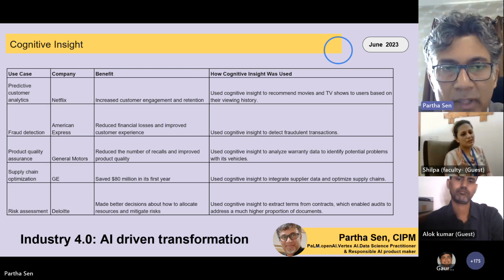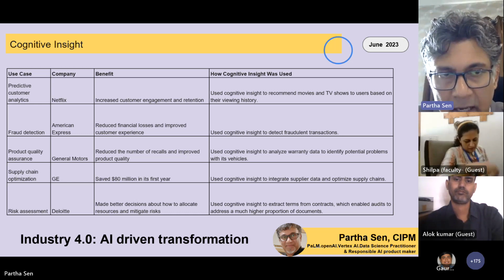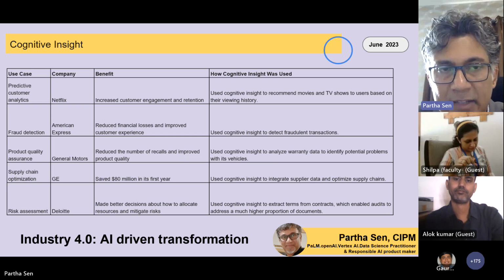Now I'm talking about that, what is cognitive insight here? For our case, I will be coming just after a few minutes. But before that, what are the use cases we can find for cognitive insight?